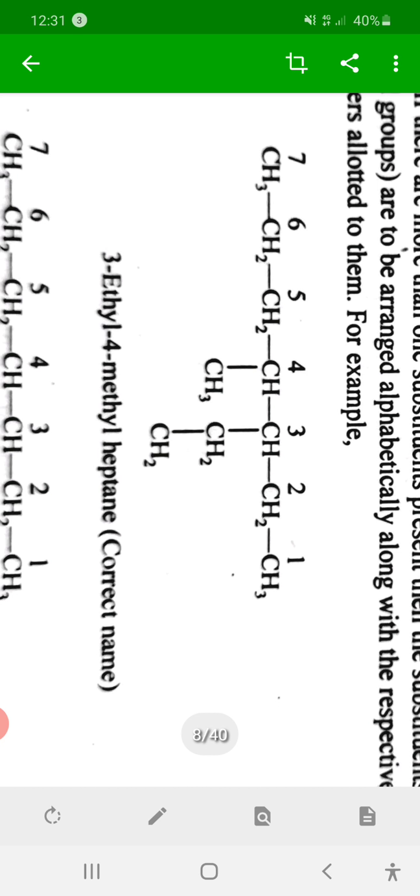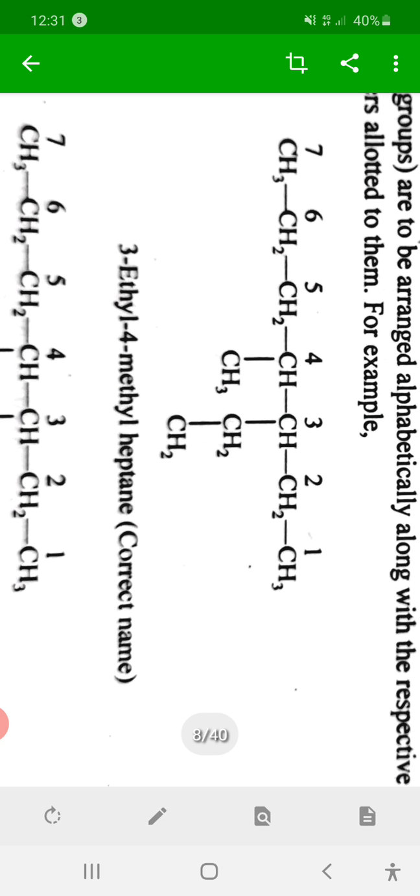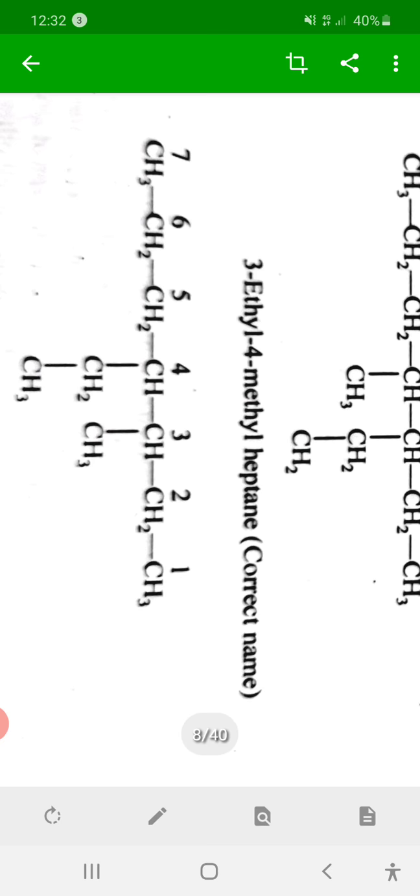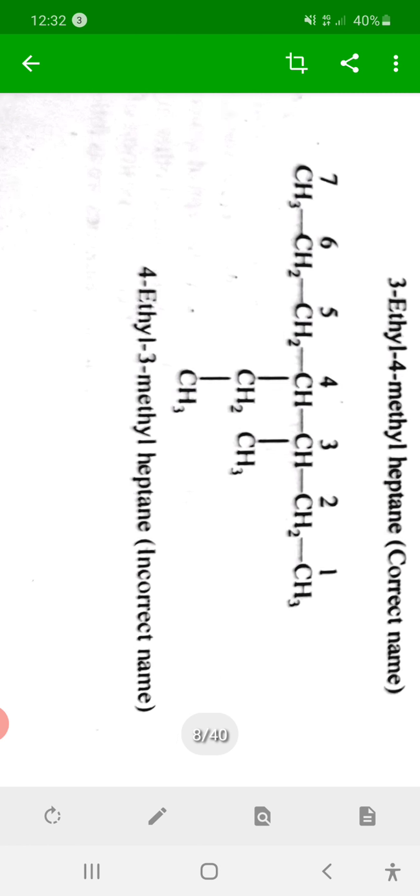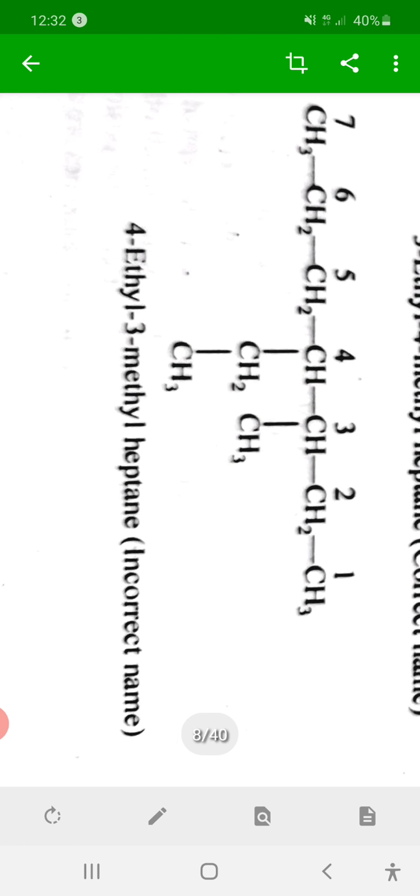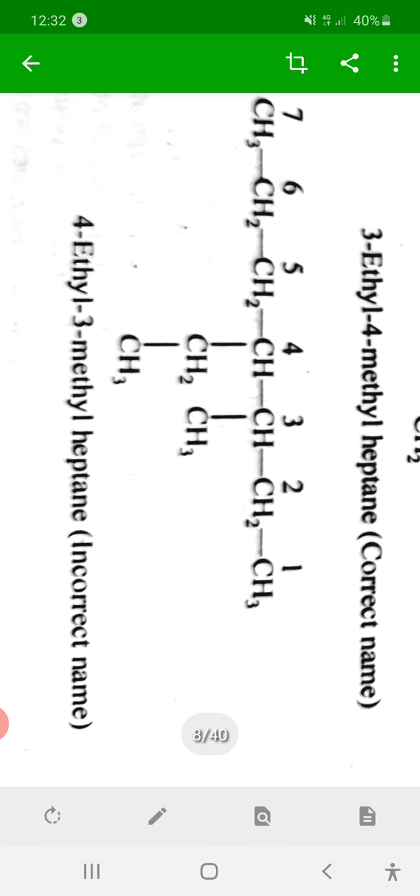Here parent is heptane. No double bond, only single bonds are there. Therefore, heptane as a suffix, and substituents, that is ethyl and methyl. Alphabetically E is first. Therefore, 3 ethyl, 4 methyl. Those ethyl and methyl prefixes: ethyl, methyl, heptane, as like that. 3 ethyl, 4 methyl.